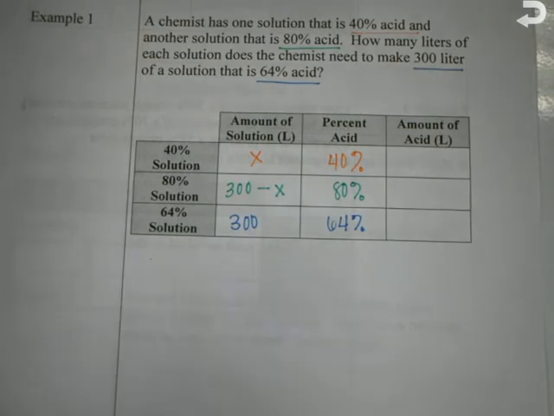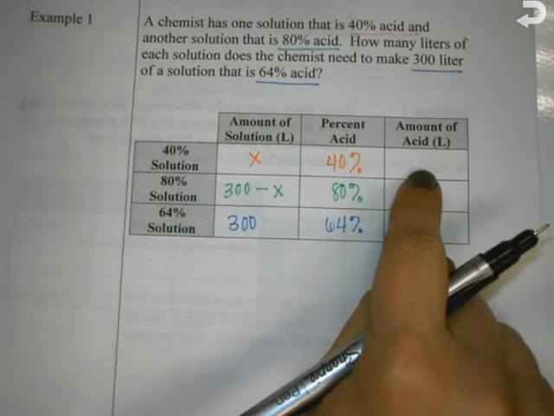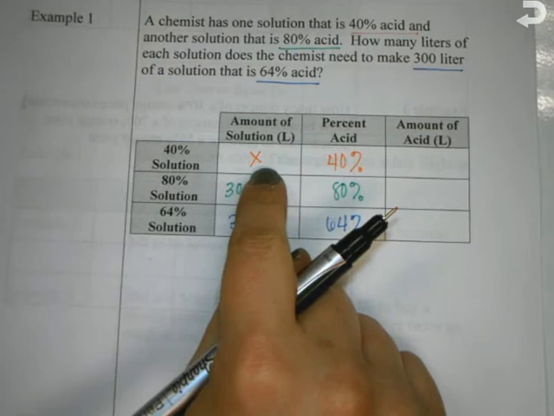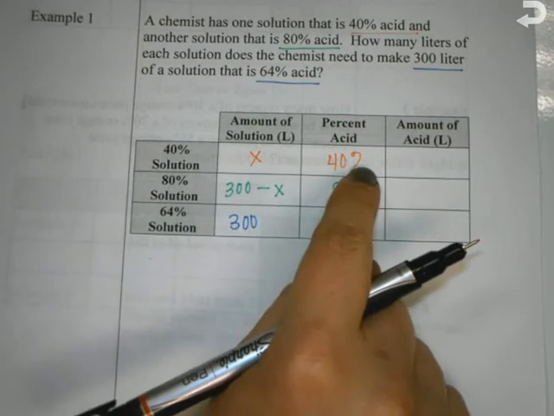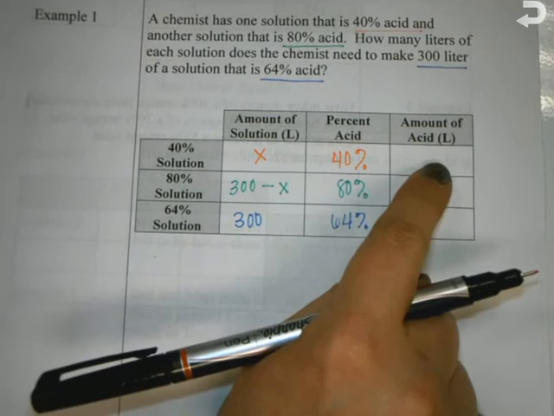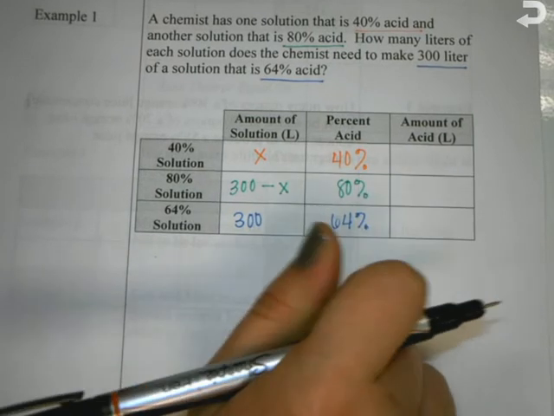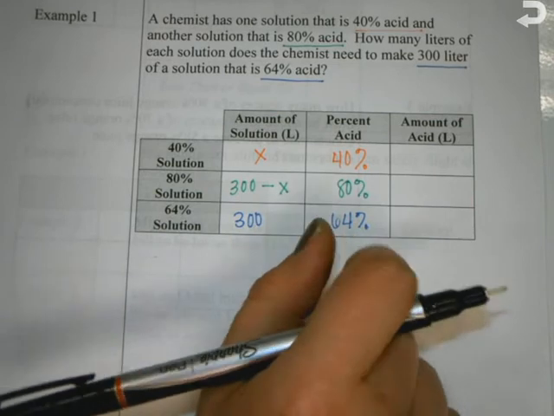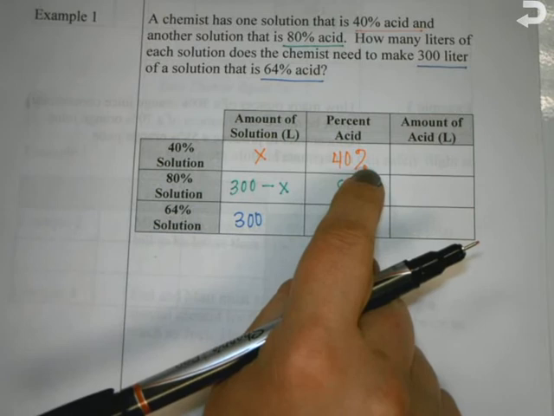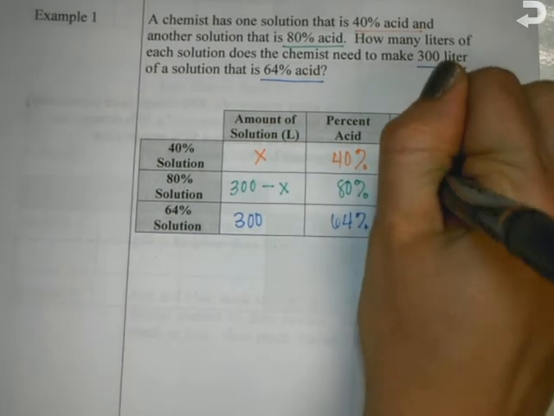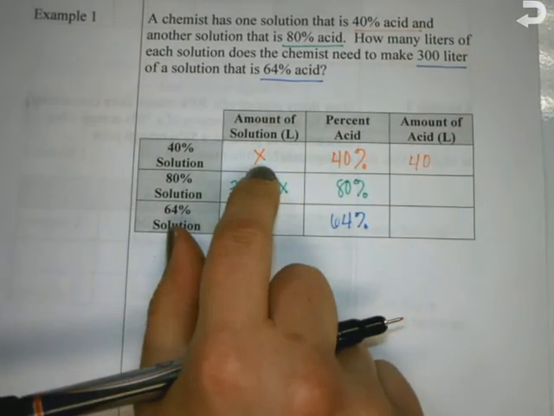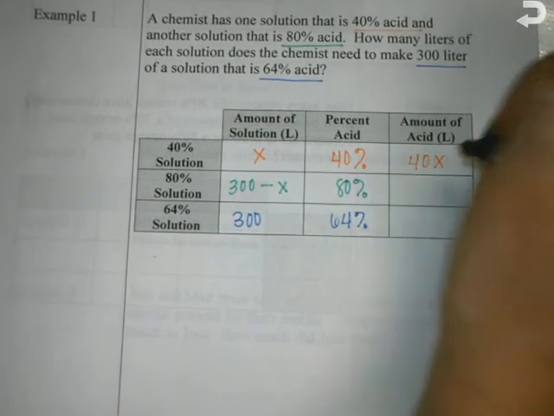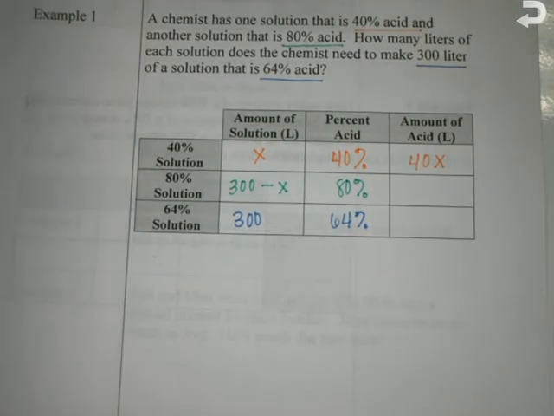If I have X amount of the 40% solution, and 40% of that amount is acid, how many liters of acid is there? How would I figure that out? 40 times what? Times X. X. Okay.